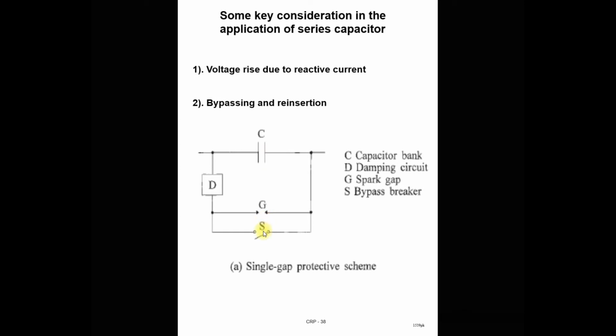So when this fault happens and the fault is removed, the removal is sensed by this bypass breaker, and this breaker opens and reinserts this capacitor in series with the line. This process takes some time. In this type of configuration, the reinsertion of the capacitor after clearing of the fault may take 200 to 400 milliseconds. The reinsertion time of this series capacitor after clearing of the fault is very important to maintain the transient stability of the system.